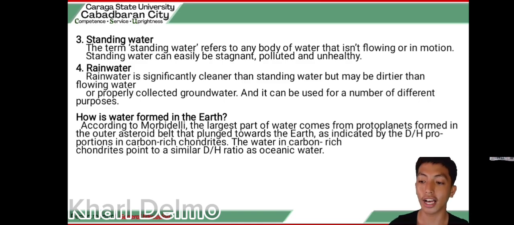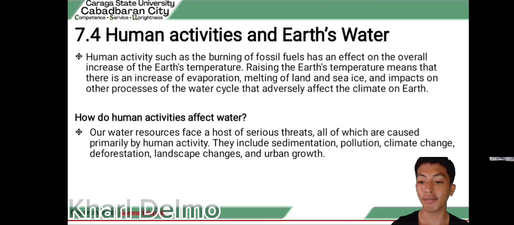Human activities and earth water. Human activity such as burning of fossil fuels has an effect on the overall increase of the earth's temperature. Raising the earth's temperature means that there is an increase of evaporation, melting of land and sea ice, and impact of the other processes of the water cycle that adversely affect the climate on earth.